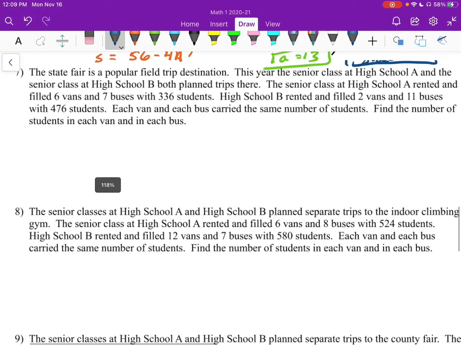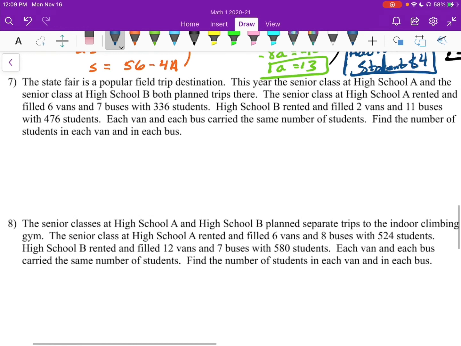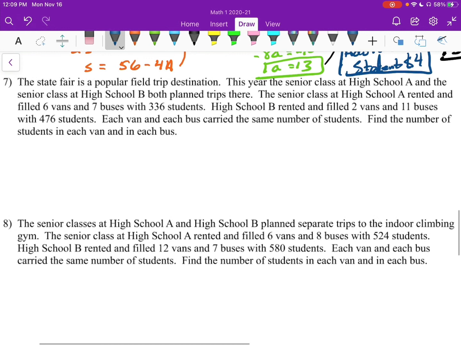Number 6. The state fair is a popular field trip destination. This year, the senior class at high school A and the senior class at high school B both planned trips there. The senior class at high school A rented and filled 6 vans and 7 buses with 336 students. High school B rented and filled 2 vans and 11 buses with 476 students. Each van and each bus carried the same number of students. Find the total number of students in each van and in each bus.